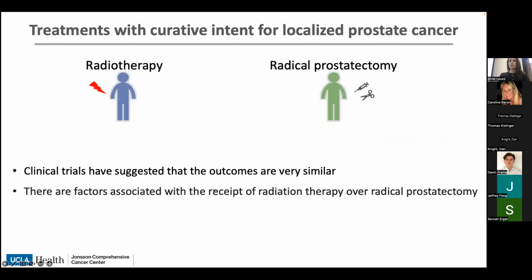And when we talk about localized disease, there are mainly 2 types of treatments with curative intent. One of them is radiotherapy, and the other one is radical prostatectomy, a surgery to remove the prostate gland. Some studies have shown the difference between the outcomes following both methods, and it seems that the outcomes are very similar 10 years after treatment. So it is considered similarly effective to treat patients.